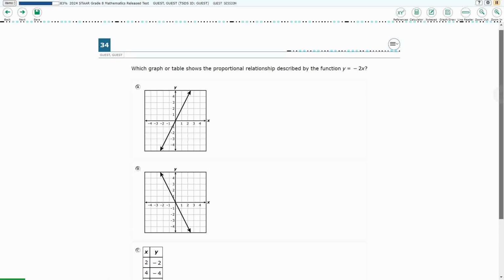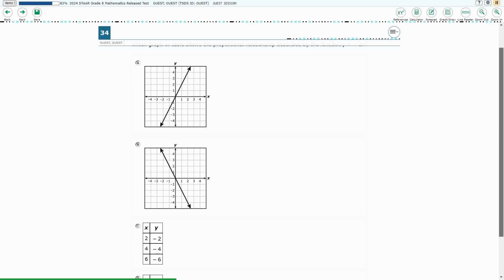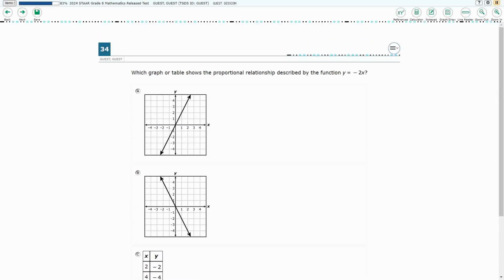All right, so looks like it's pretty straightforward here. We've got a table or a graph. A and B are graphs, C and D are tables. We simply need to describe a proportional relationship by the function y equals negative 2x.